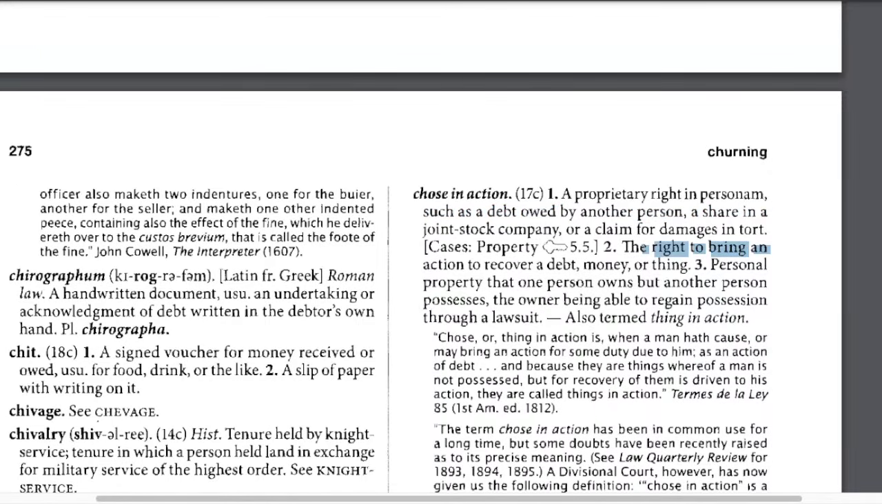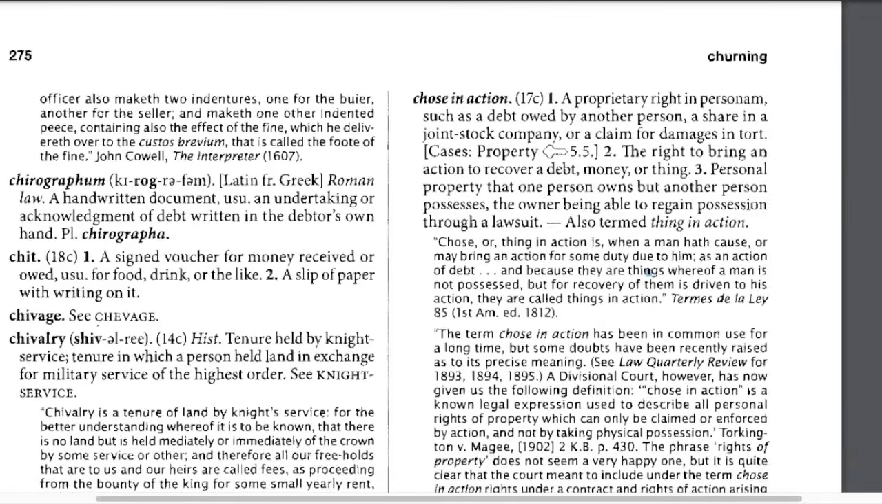2, the right to bring an action to recover a debt, money, or thing. We're back to thing. What were the things? The three categories. All right, and 3, personal property that one person owns but another person possesses. The owner being able to regain possession through a lawsuit, also termed thing in action. So shows and things seem like they're interchangeable in a lot of ways here. Let's read on about the shows in action.